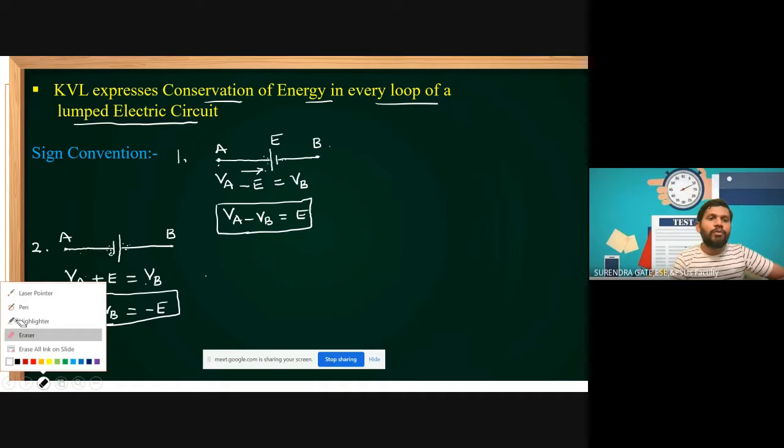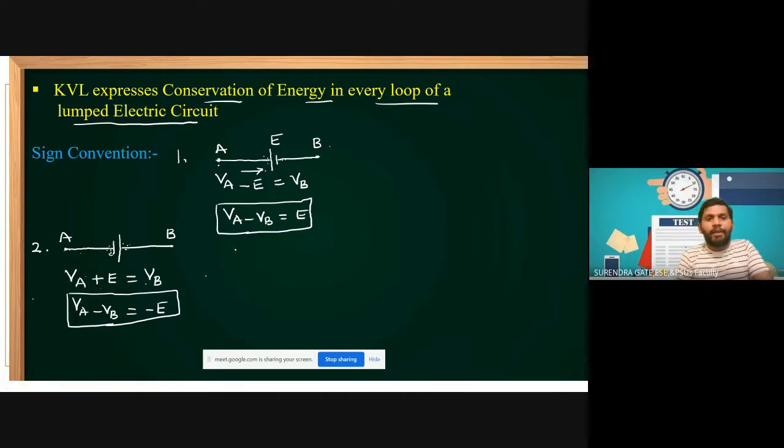One more element representation. For example, the third example: if any resistor is connected like this, this resistive element is connected. This is point A and this is point B. Then how to apply the KVL here? Let the current direction be this direction. If the current is like this, then students, this is VA.